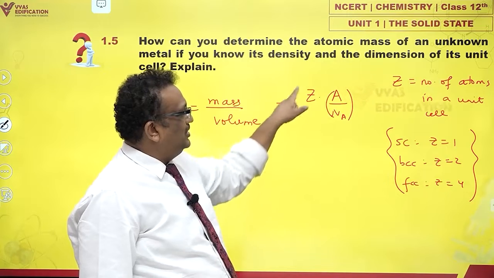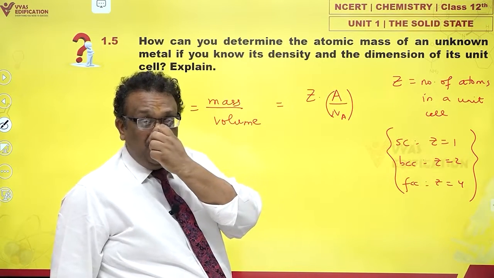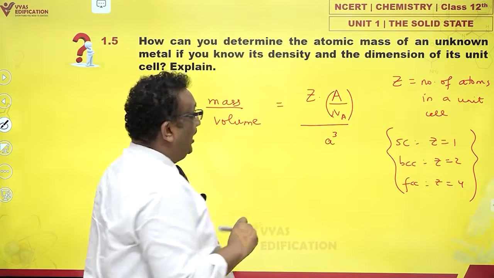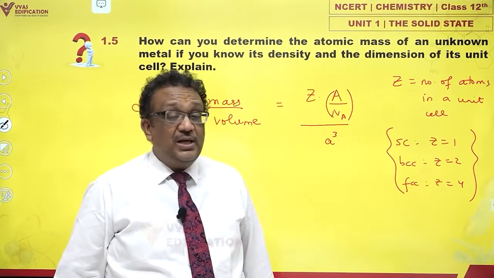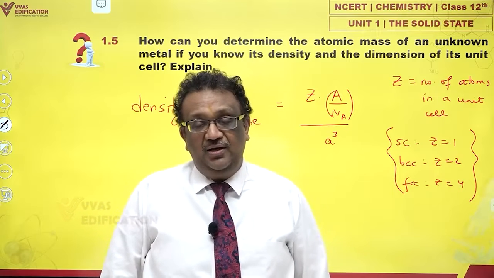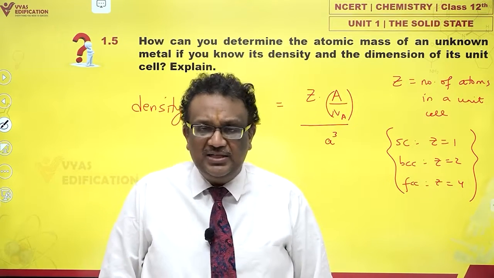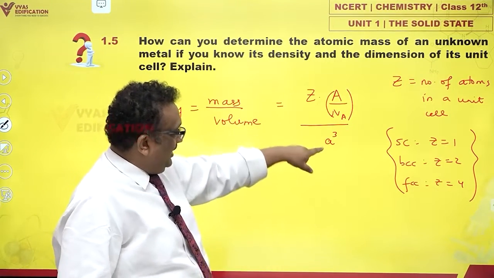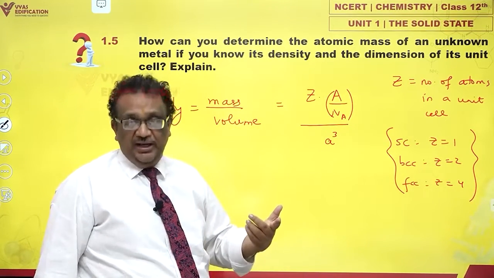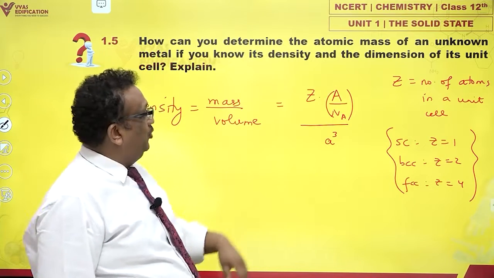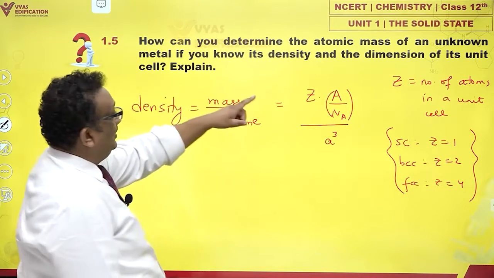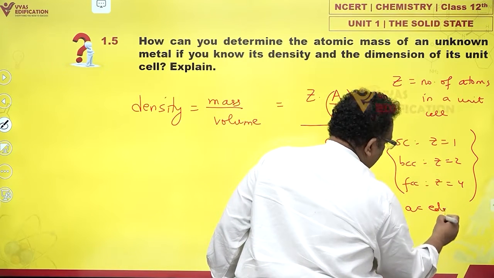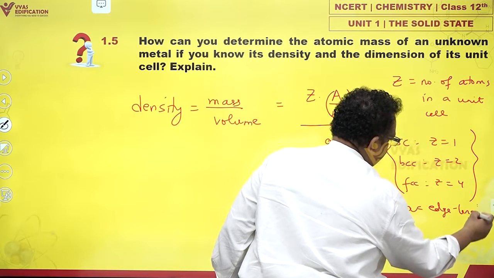So this is the mass of atoms present in one unit cell divided by volume of one unit cell, and I am writing A cube because I am assuming this is a cubic unit cell. It could have been hexagonal. In this case, the formula would have changed. Mass by volume is the same, but A cube is only the volume of a cube, where A is the edge length. Volume of a hexagon is not A cube, obviously.